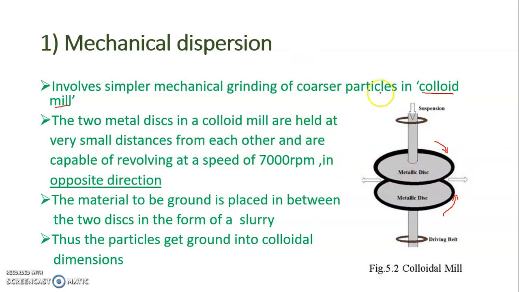So we are just adding the suspension. Suspension means the larger particles in the form of a slurry in between the two metallic disks, which are rotating at a speed of 7,000 rotations per minute. So it is that much faster, and we are introducing our slurry. What happens is that this one starts to rotate in the opposite direction, and we are getting the colloidal dimension because the particles are ground.